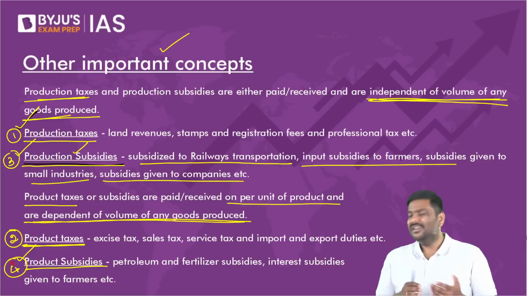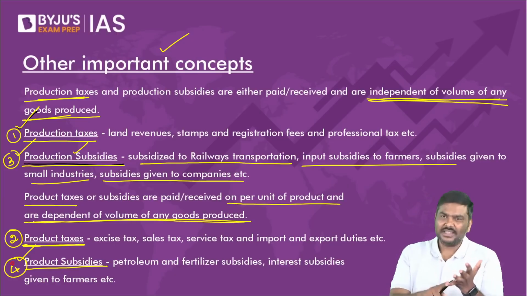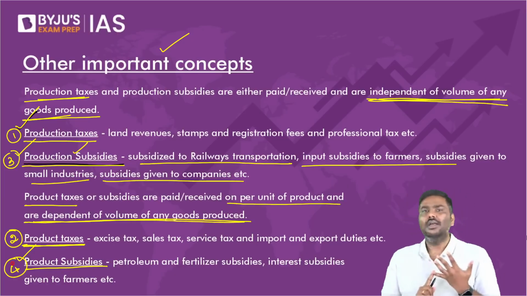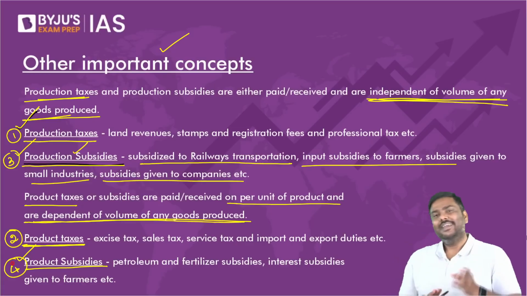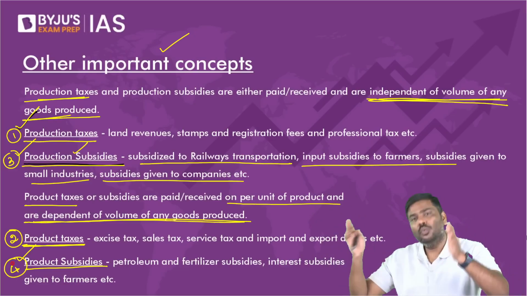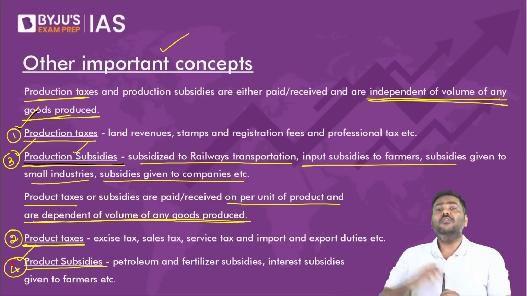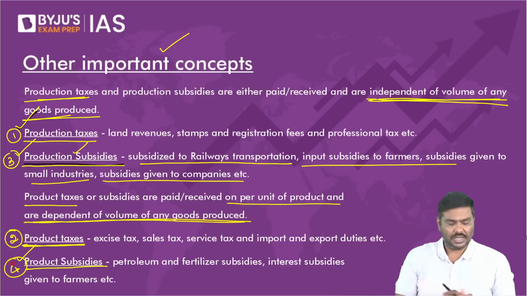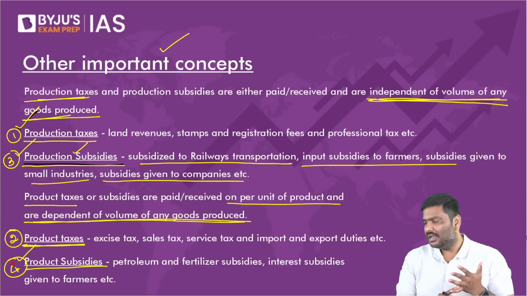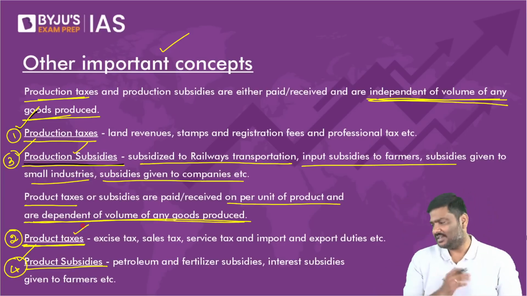My dear, do not complicate it. Please understand. Point number 1: taxes are imposed and collected by the government. Is the logic okay with you? Now the question is whether this tax is dependent on the volume of production or independent of it. If it is dependent on the volume of production, it is called a product tax. If it is independent of the volume of production, it is called a production tax.